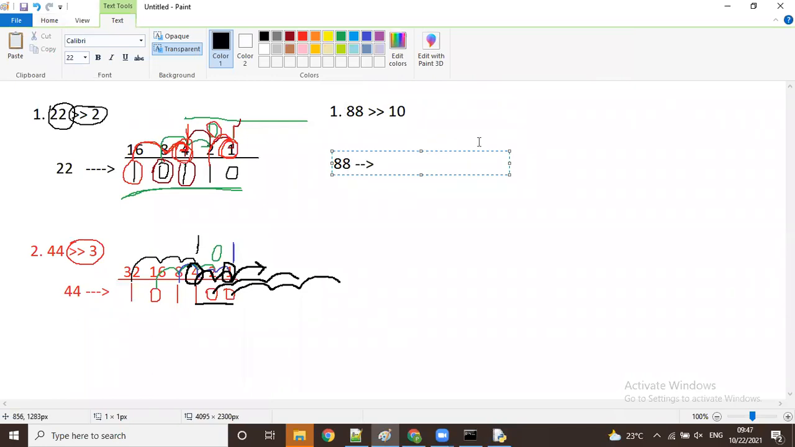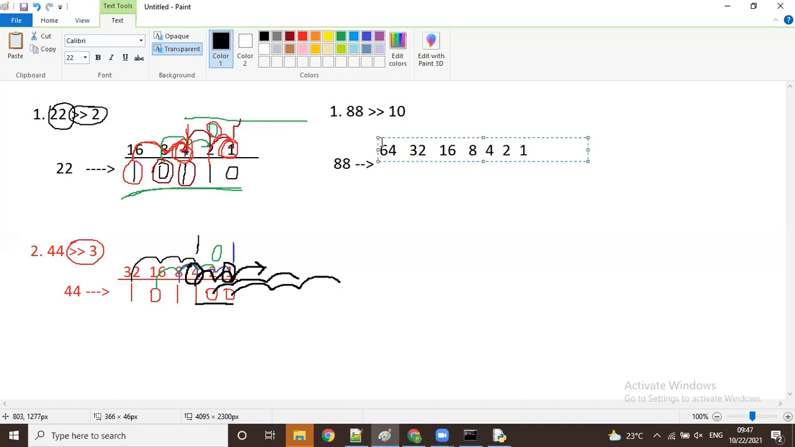For 88 means 1 required, 2 required, 4 required, 8 required, 16 required, 32 required, 64 also required. Let me know, is this enough, guys, or is one more value required? Enough, okay.